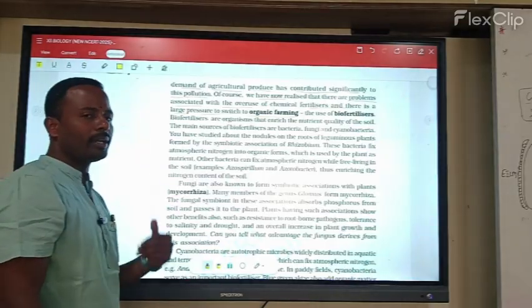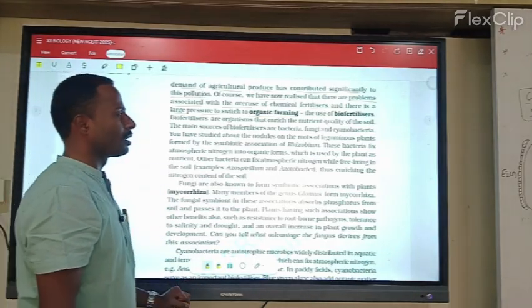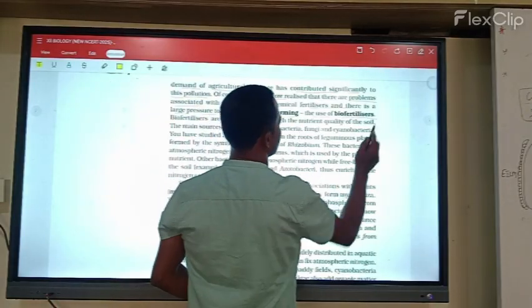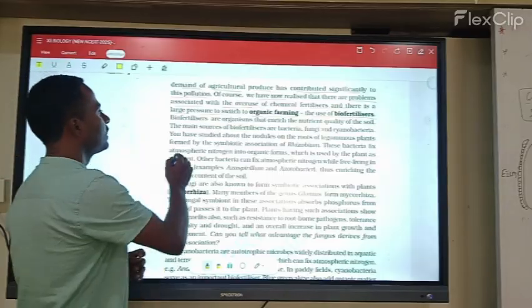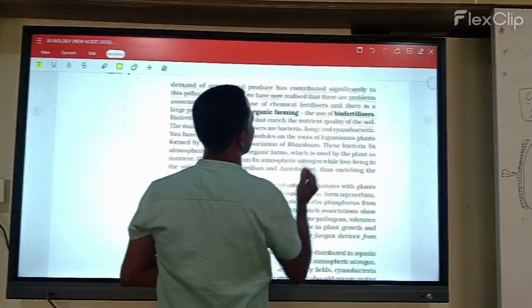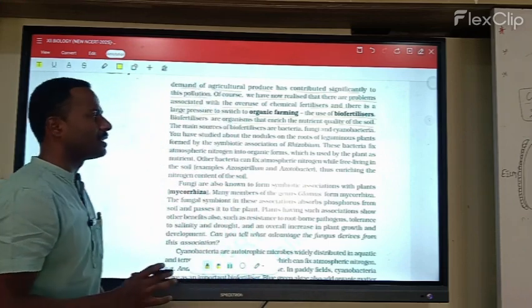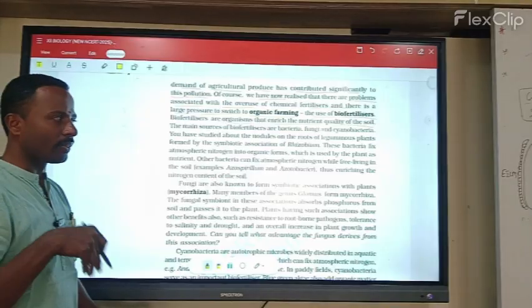So when you are using chemicals, that is one thing, but here, with organic farming, we are using biofertilizers. Biofertilizers are organic and enrich the nutrient quantity of the soil. These biofertilizers provide more organic nutrients, which are present in the soil.